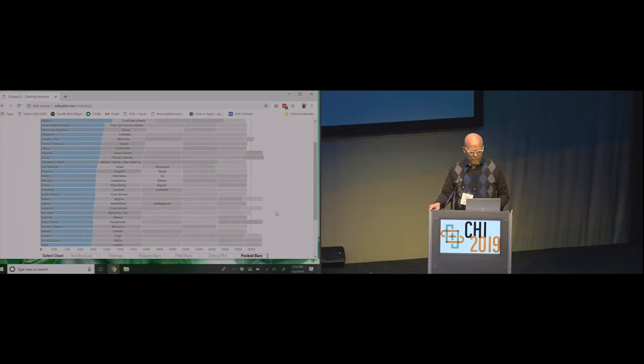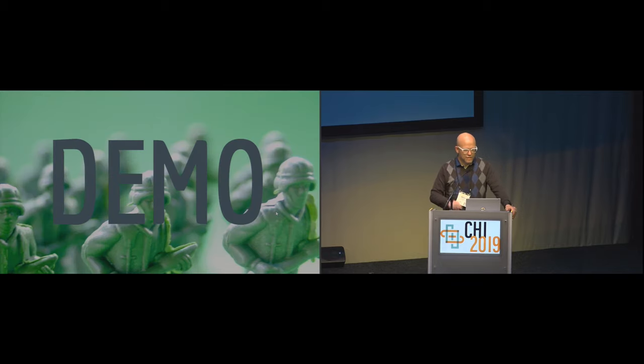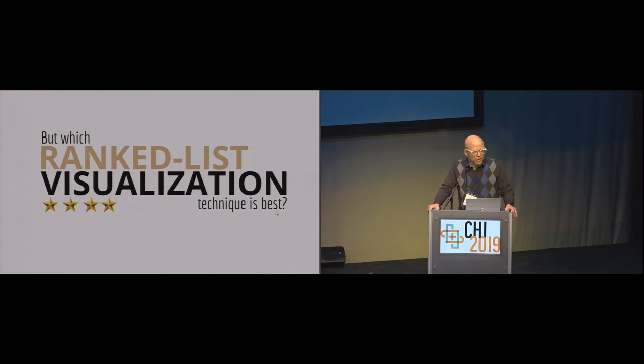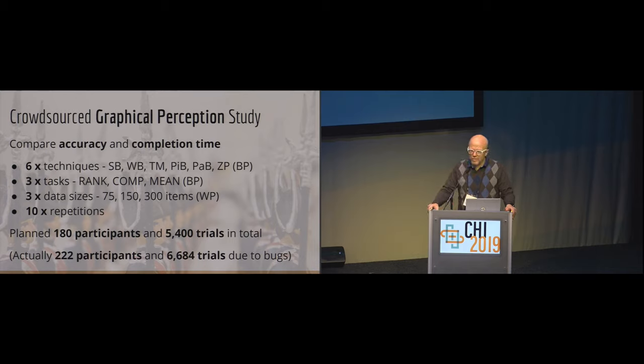All right, so those are six representations. And as any visualization researcher worth their salt would say, which one is the best one? That was the starting point for this project. So to answer that question, we ran a crowdsourced graphical perception study where we wanted to compare accuracy and completion time for these six techniques for three different representative tasks. And I'll talk about the tasks in a moment. And of course, the size of these lists that we're visualizing may also have an impact. So we looked at three different data sizes, 75, 150, and 300 items.